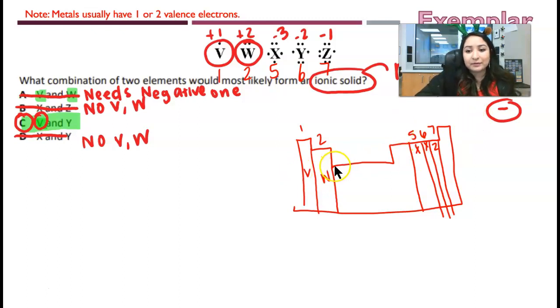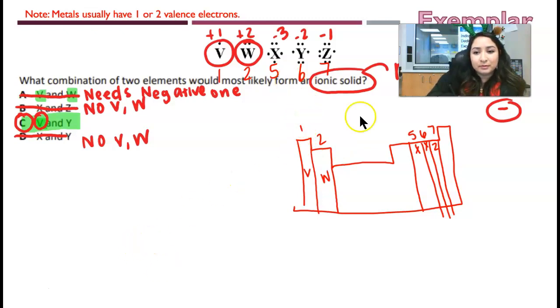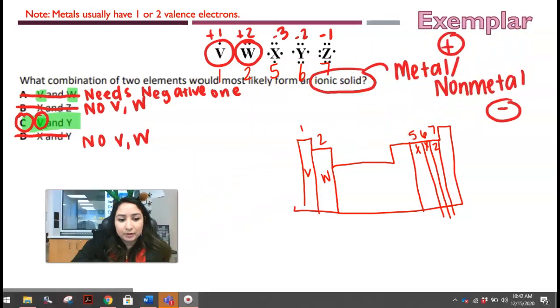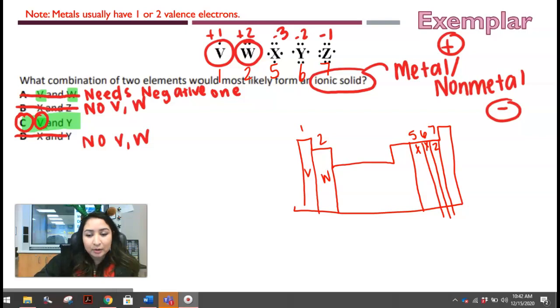So now we can definitely see the difference between where we have our ionic and where we have our covalent compounds. Whenever we have a metal and nonmetal, that would be ionic, because metals tend to form positive charges, nonmetals tend to form negative charges. So V and W would have positive 2. So no, we actually need a negative 1.